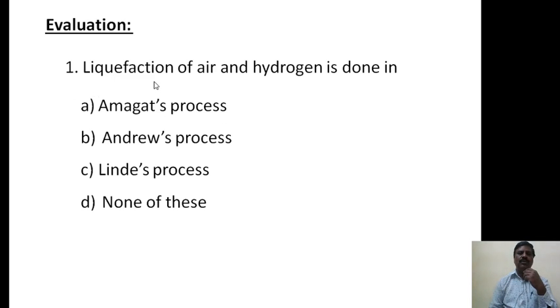First question: liquefaction of air and hydrogen is done in the, first option Amagat process, second one Andrew process, C is Linde's process, and D is none of these. I give 10 seconds for you. You have to answer it.